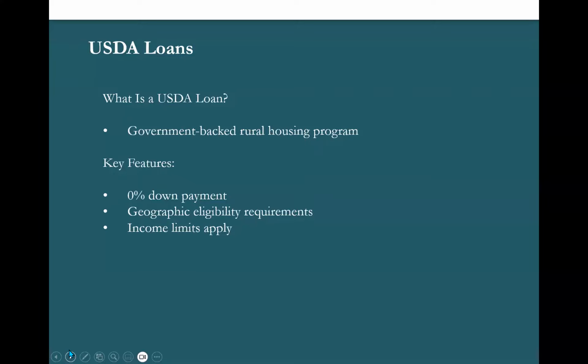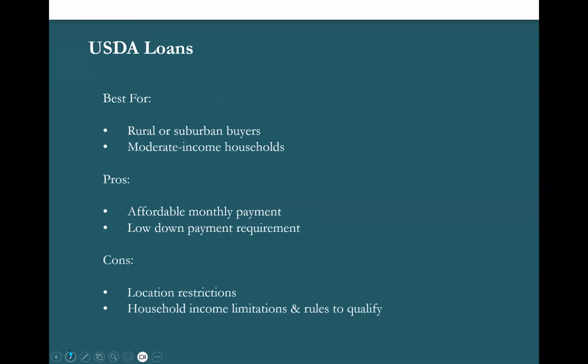Key features are a big benefit is the 0% down. Depending on where you're looking, you have those geographic eligibility requirements, and then income limits may apply. So it's important to be mindful of that. So USDA loans are best for rural or suburban buyers. If you're interested in USDA loans, you can Google USDA eligibility, and you can type in addresses on that website, and it'll tell you if the area you're looking in is in a USDA eligible area or not.